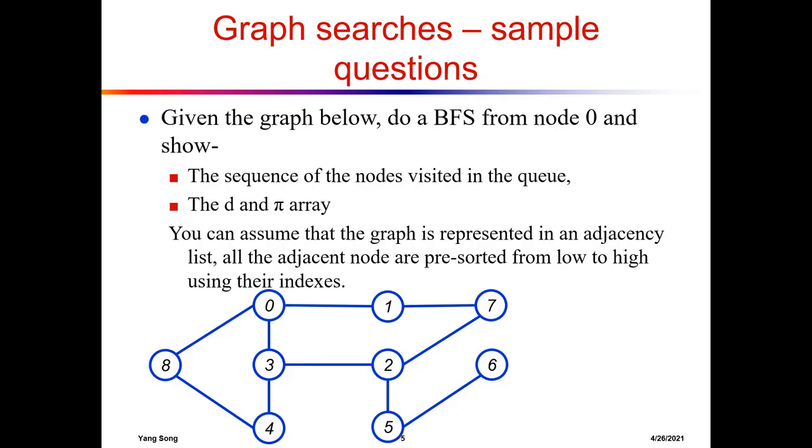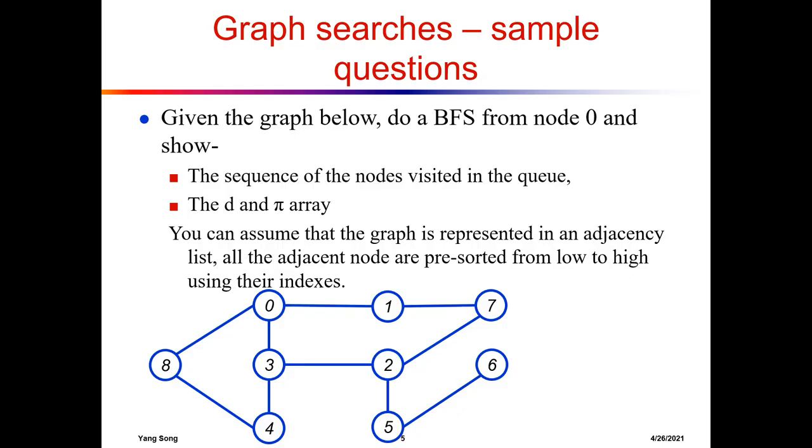In addition, you can assume that the graph is represented as an adjacency list, and all the adjacent nodes are pre-sorted from low to high using their indexes. This will solve a lot of the problem.